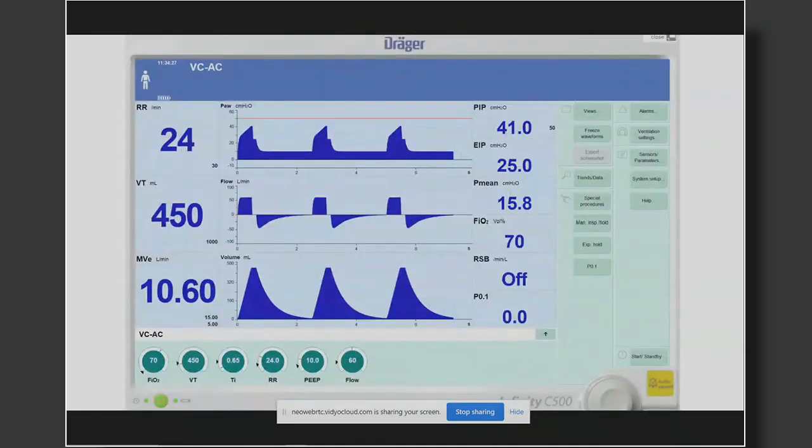This is an example of a Dräger ventilator. Some ventilators may monitor plateau value, but sometimes it's showing you the last maneuver you did if you did a manual inspiratory pause. When you've set a pause like this, on some ventilators you have to look up end inspiratory pressure and make sure you're monitoring that value. So in this patient, the peak pressure is 41 and the plateau pressure is 25.